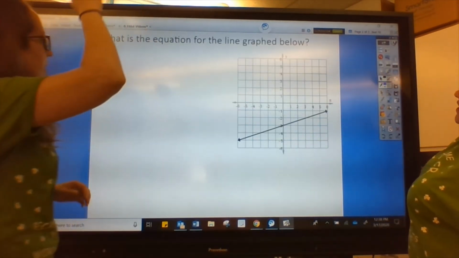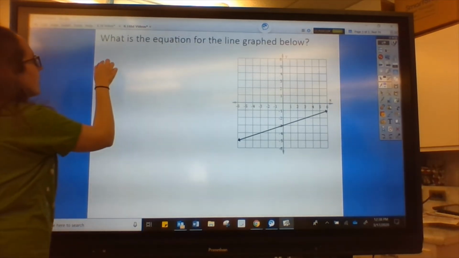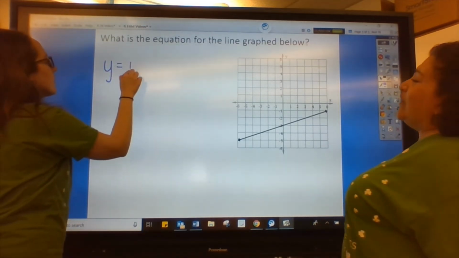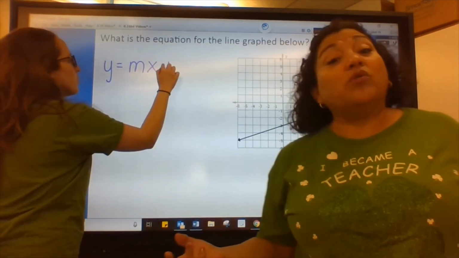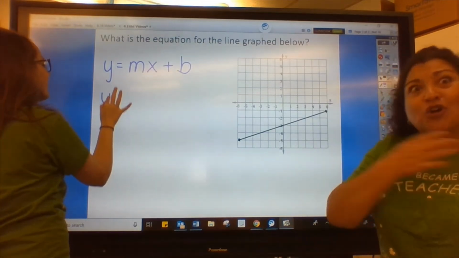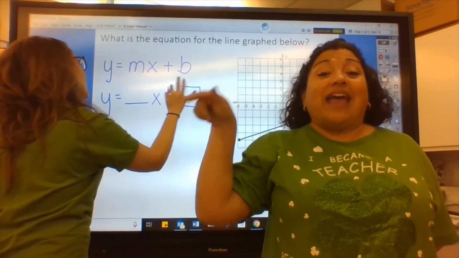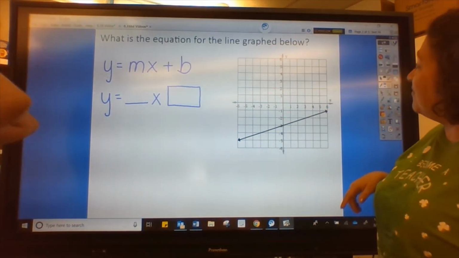Last one, last but not least. This time we're going backwards. We'll rewrite it. We can do it the mathy way: y equals mx plus b. That's great. You need to know what that is for algebra. And then, of course, we'll write it our weird way: y equals line, x, and a box. Okay, so we're going to fill in things.